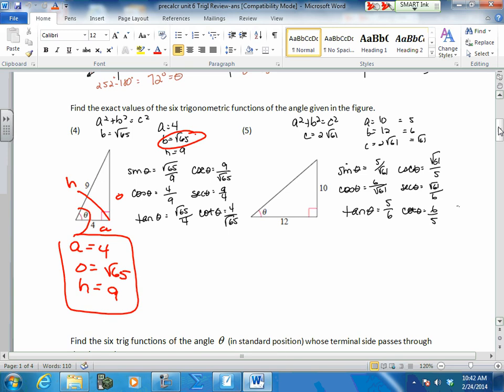Can everybody do these? Off of a regular triangle? Anybody have trouble? No? Okay. On a regular triangle, you're measuring distance. It's always positive. It's when we put it on your axis that we have negatives and positives. Okay?